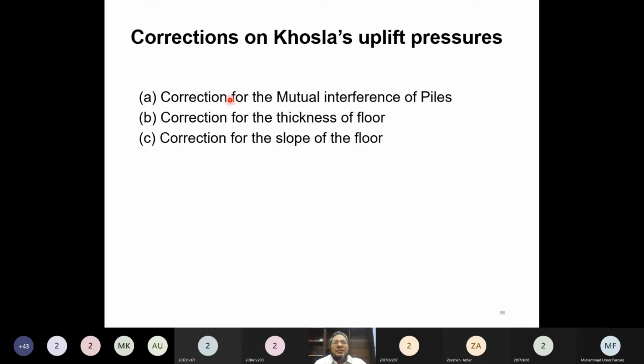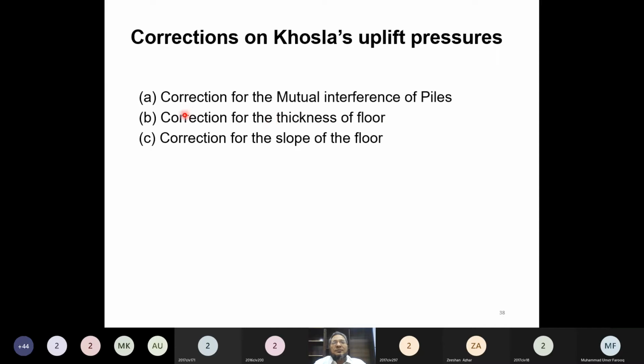The first correction is for the mutual interference of piles. One pile is long, one is short, and in that case we have to apply a correction. The second correction is for the thickness of the floor. For example, in Khosla's case number 1, how much is the thickness of floor he has assumed? Negligible. In case number 3, the intermediate sheet pile case, again the thickness of floor was assumed negligible. And if there is some thickness of the floor, how do we apply corrections?